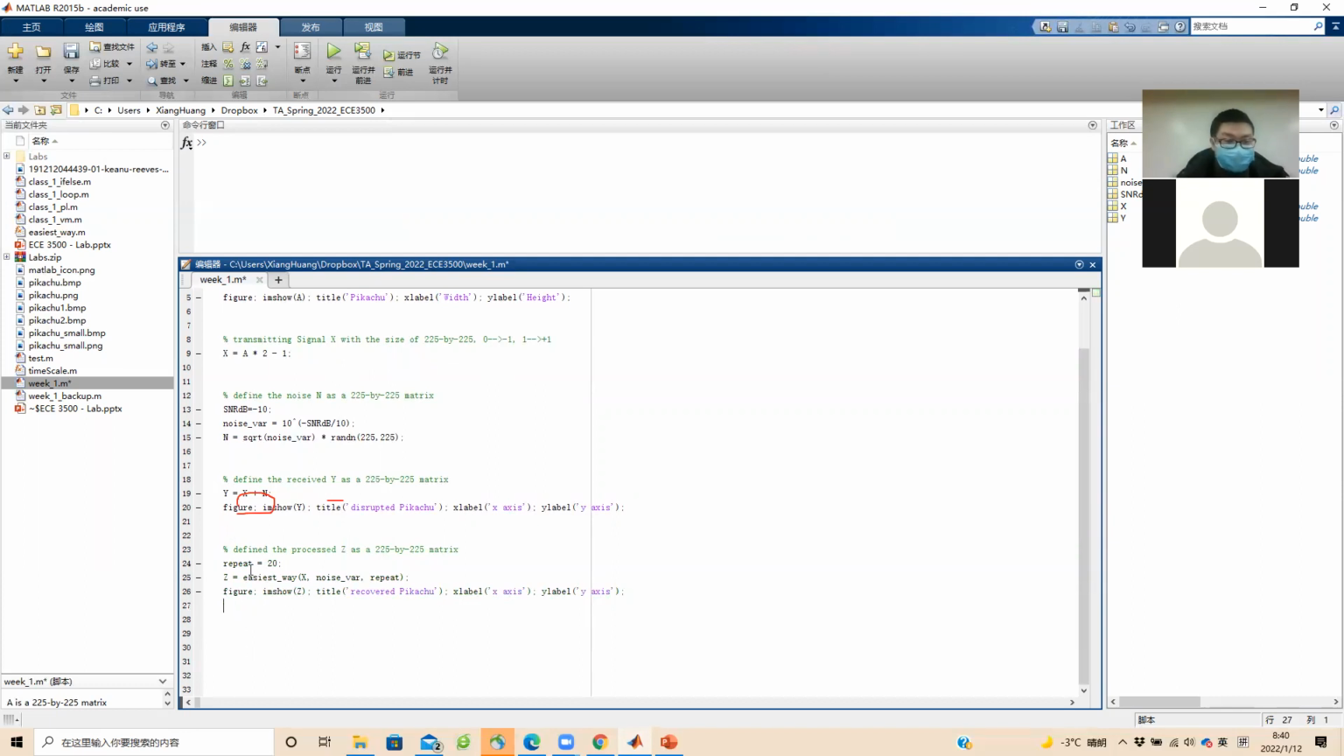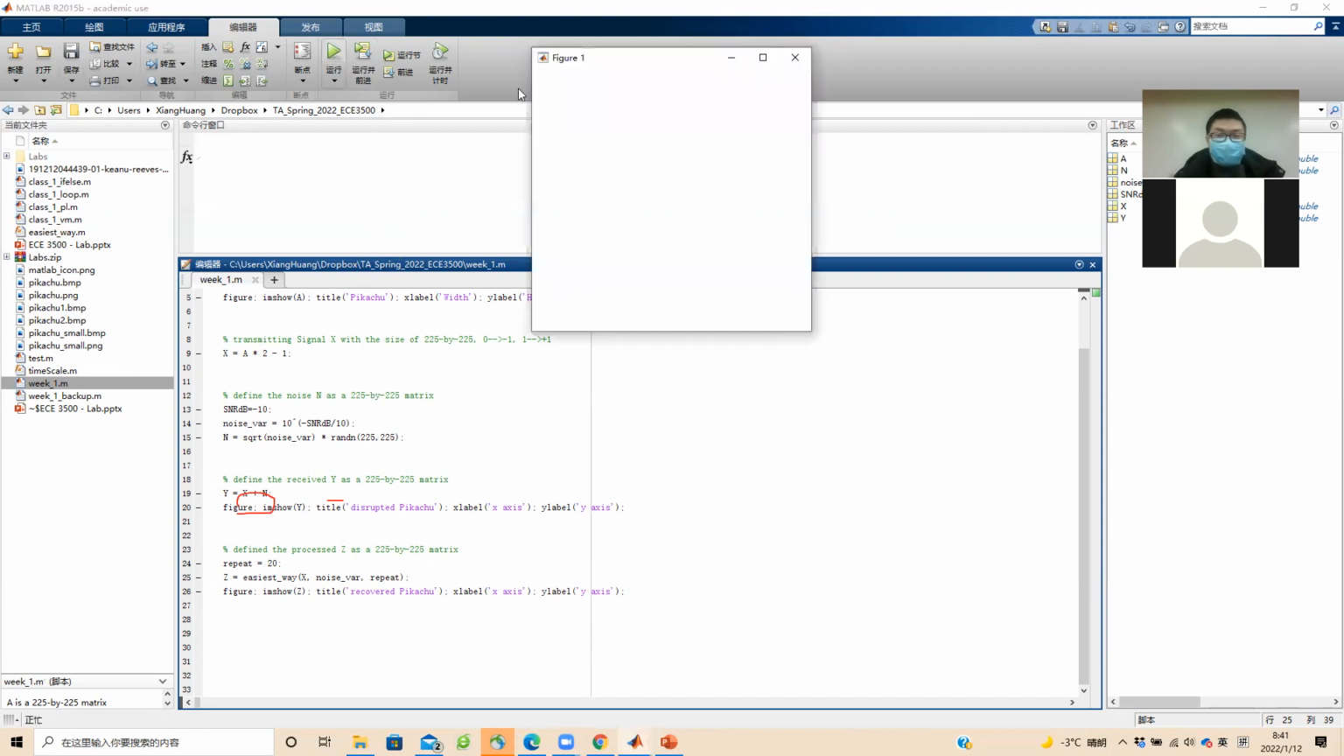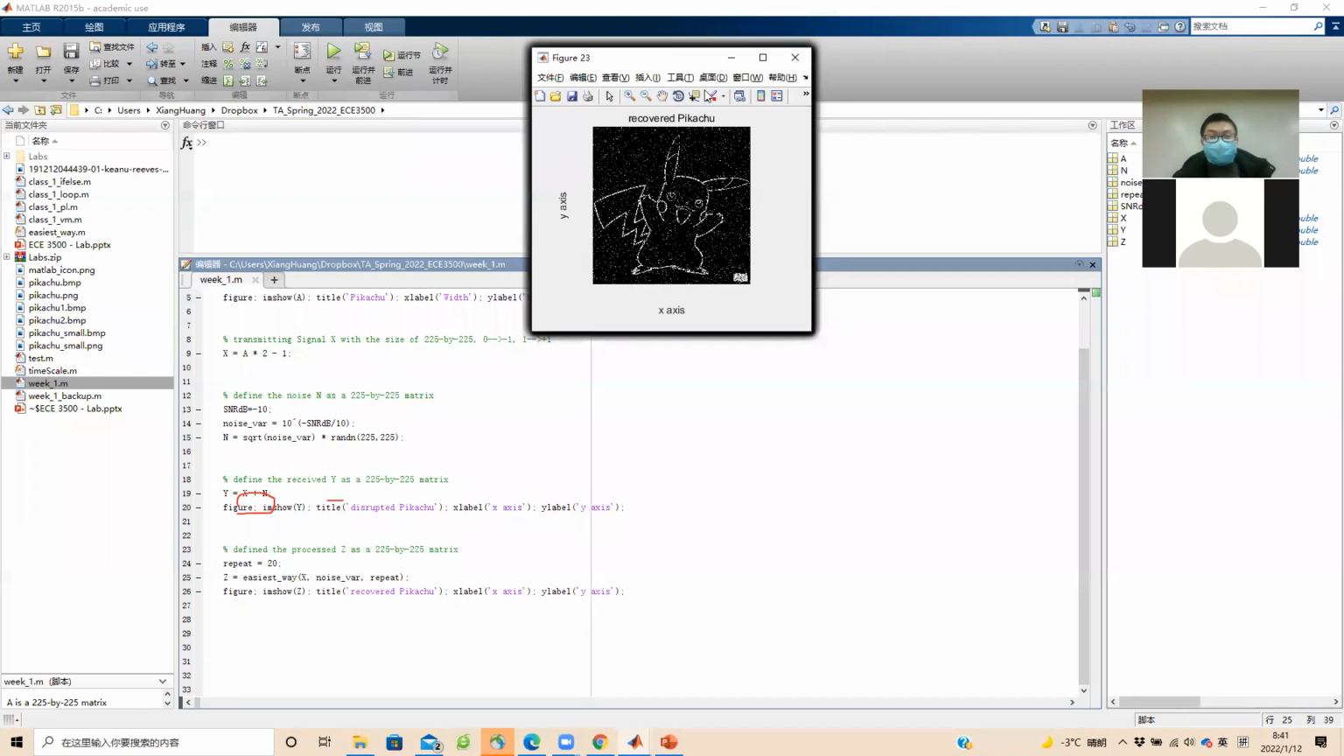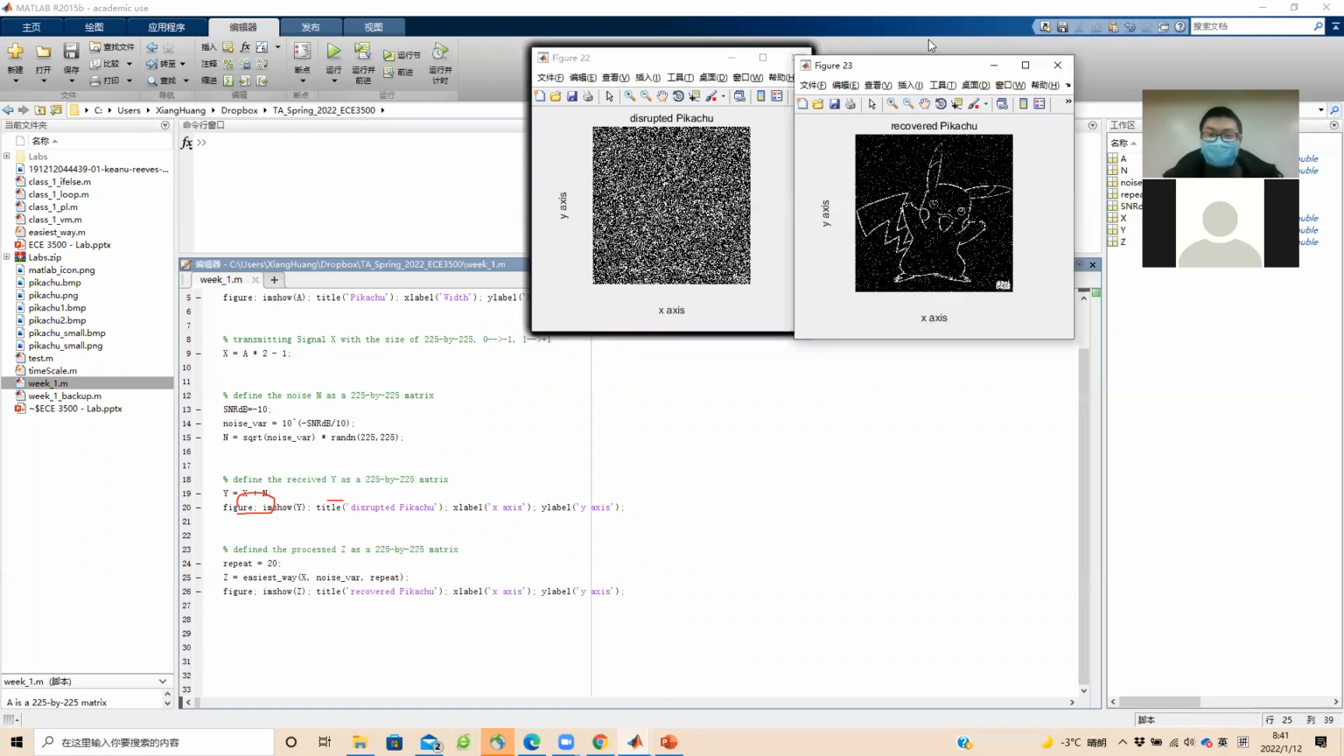Here I just resend this information 20 times, and you can find I will recover the Pikachu from this noise. Let's try it. Okay, at the end, the Pikachu has been recovered. Do you know why this happened? Why can we repeat many times to recover our Pikachu?